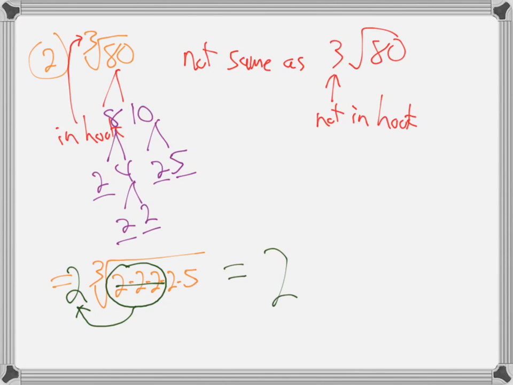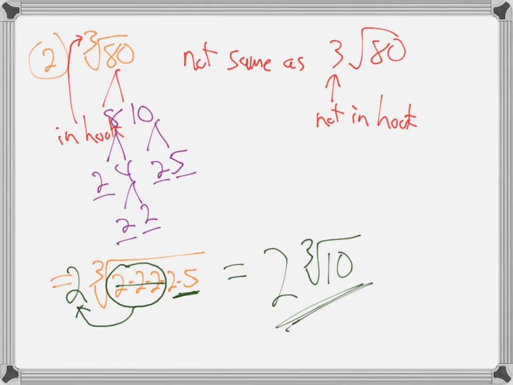So what do we have? 2 cube root of 2 times 5, 10. Yeah, just remultiply those at the end. For anything that had to stay inside, you just remultiply them. 2 cube root of 10.